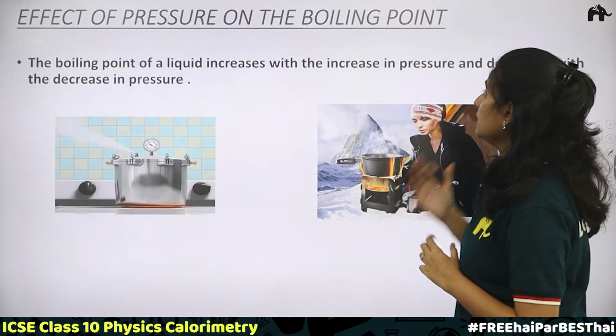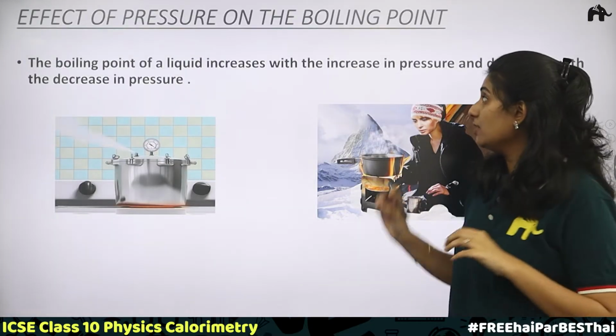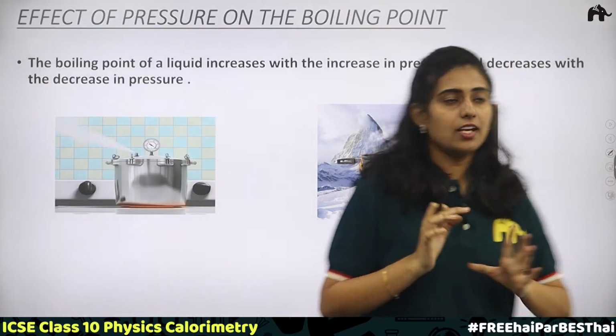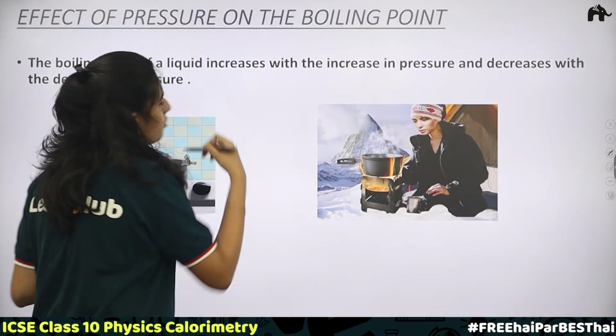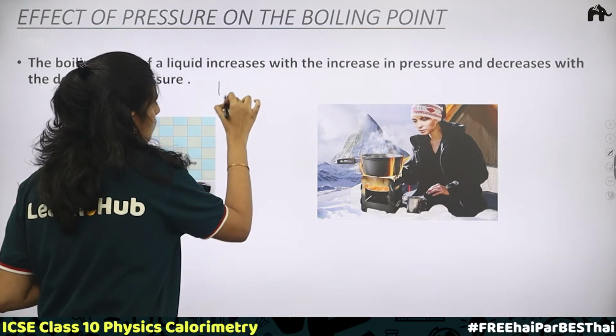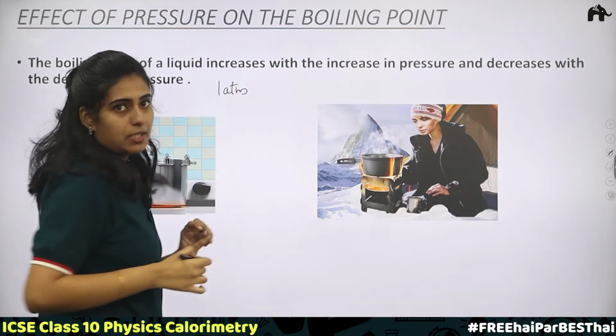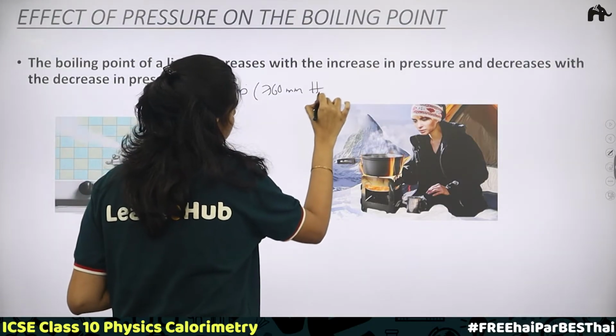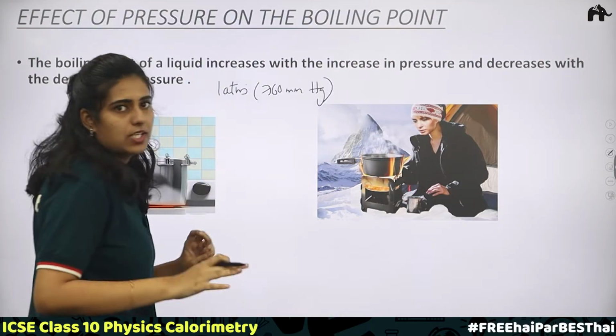Effect of pressure on the boiling point. The boiling point of a liquid will increase with increase in pressure and decrease with decrease in pressure. We know that for pure water, the boiling point is 100 degrees Celsius at 1 atm. This is atmospheric pressure, or 760 millimeter of mercury. Okay, this is a normal atmospheric pressure.